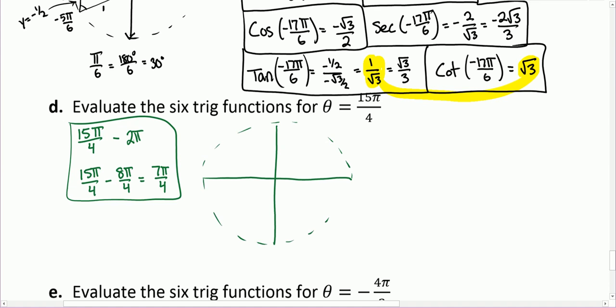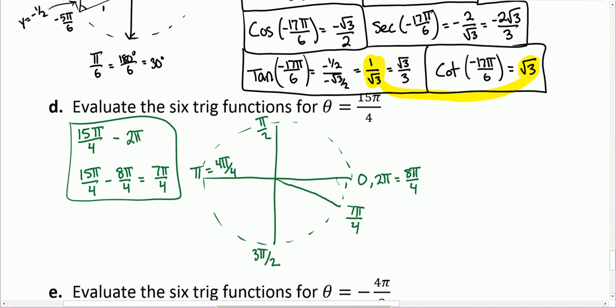Get our unit circle. 0, pi over 2, pi, 3 pi over 2, 2 pi. But I put this in terms of a denominator 4. This is 8 pi over 4. 2 pi is equal to that. Pi is equal to 4 pi over 4. So 7 pi over 4 is closer to 8 pi over 4, so we're going to be past pi, but not quite 2 pi. We're going to be right around here, so 7 pi over 4.